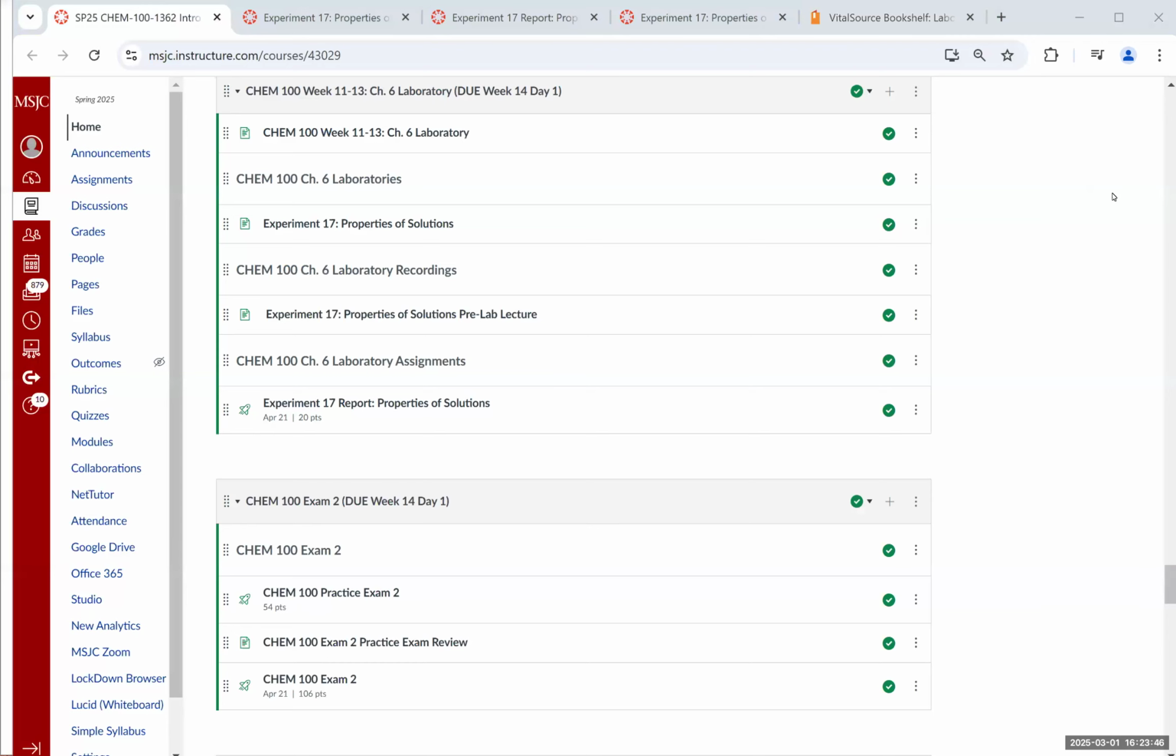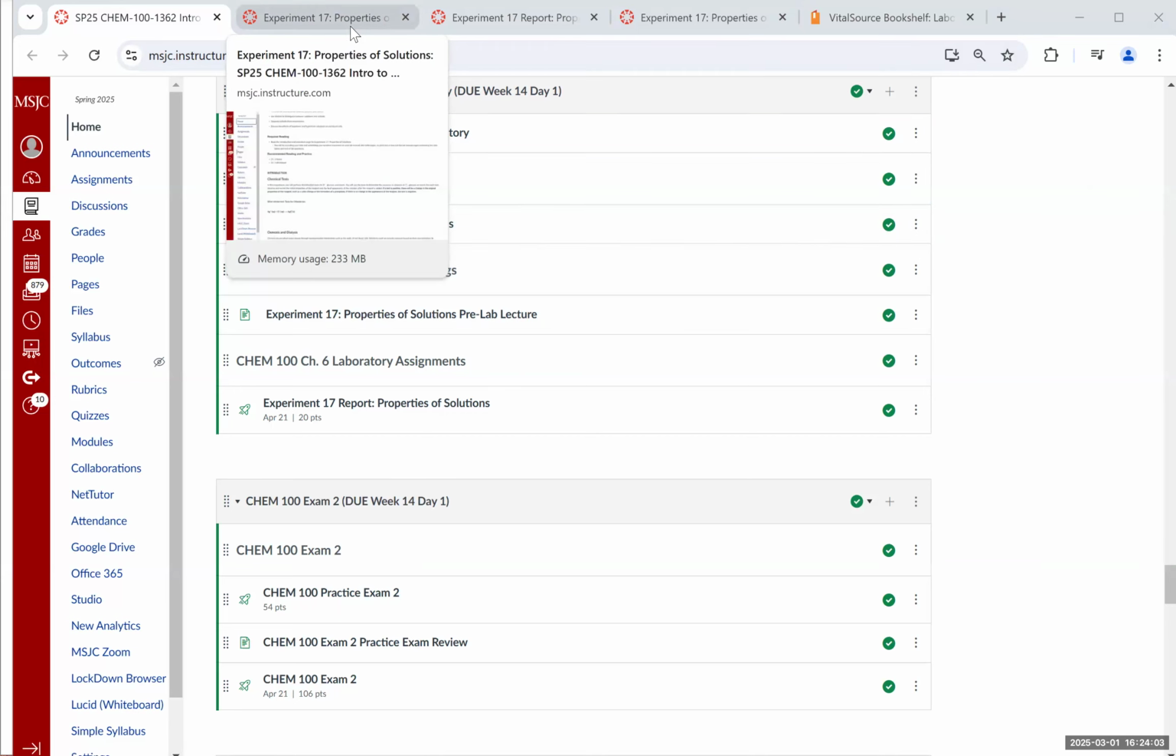Okay, let's get started with our discussion today. This time we'll be doing a lab run-through of experiment 17, properties of solutions. Again, here is the location of the properties of solution lab, and I'd also like to direct your attention to a few additional pieces of information.